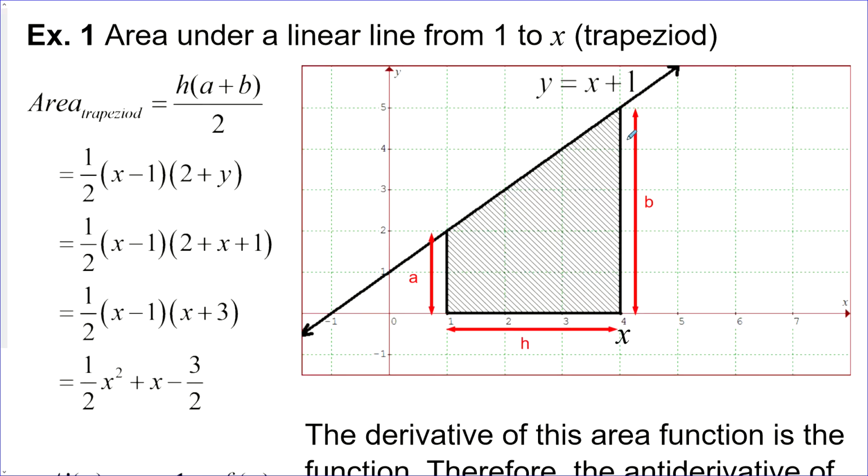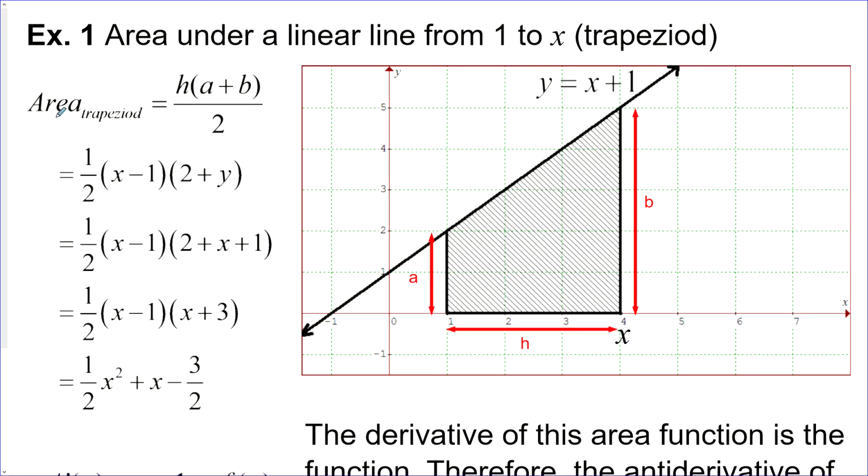Let's start off with an easy example, the area under a linear line from 1 to x. Now, I did draw this from 1 to 4, but this upper bound here, we want to be just x, just a general x. So it could be 4.5, could be 5, could be 3.9, just x.